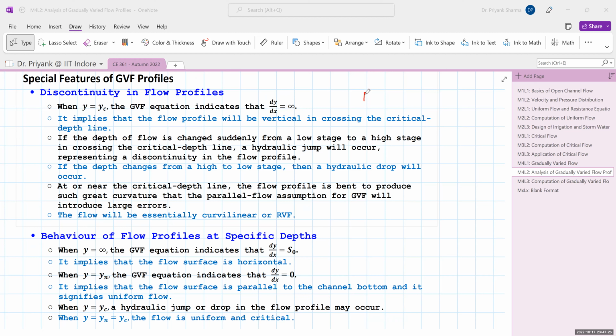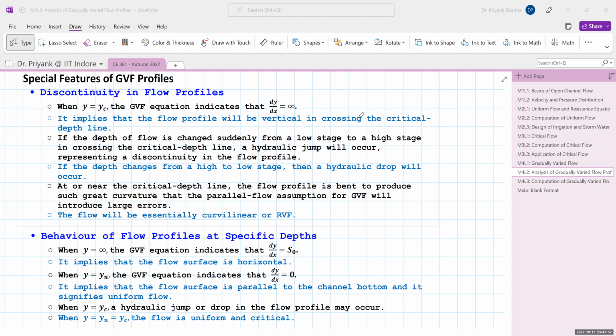So that is, tan theta is equal to infinity is possible when your theta is equal to 90 degrees. At that point only your dy by dx will be infinity, and this implies that the flow profile will be vertical in crossing the critical depth line. So your flow profile will be vertical when it is crossing the critical depth line.